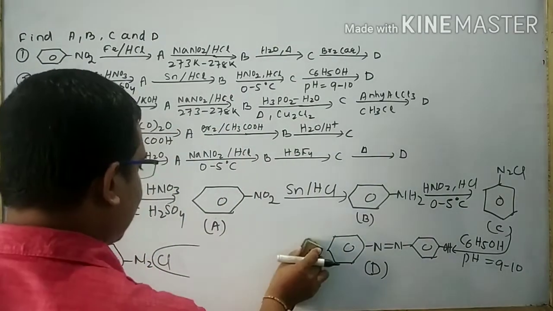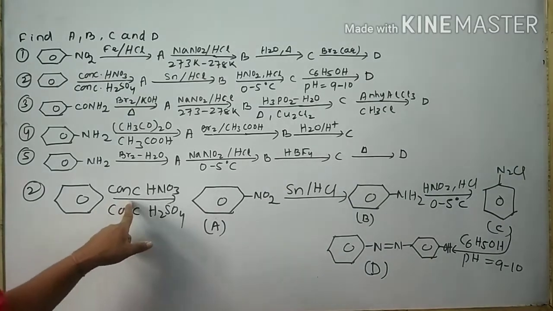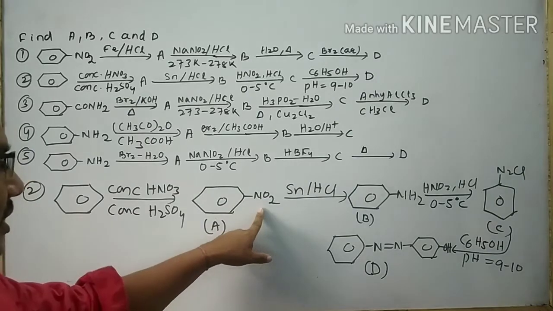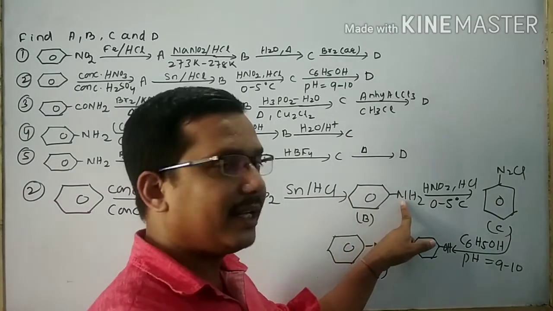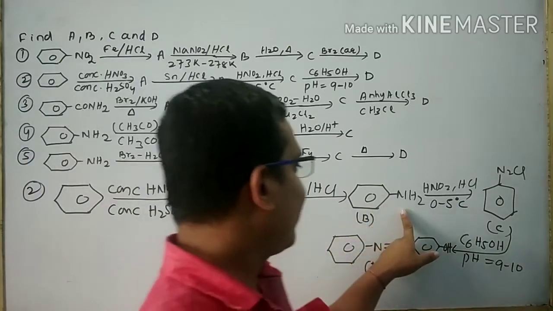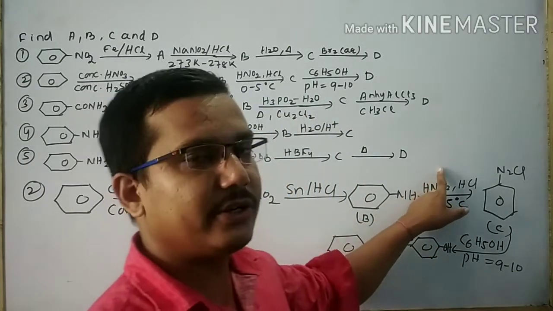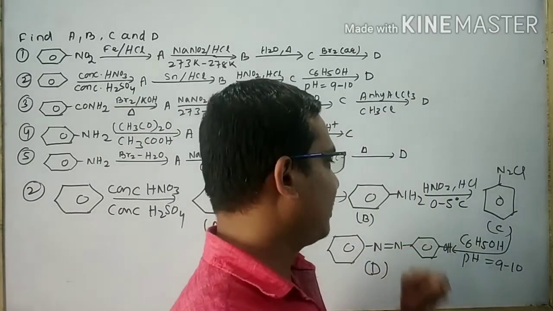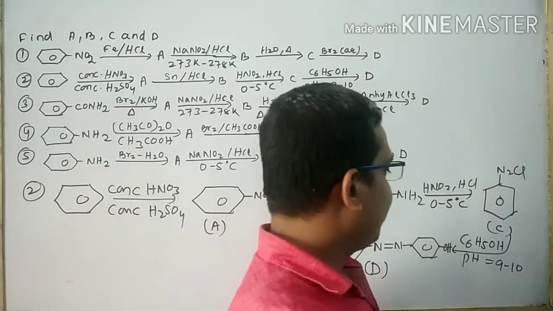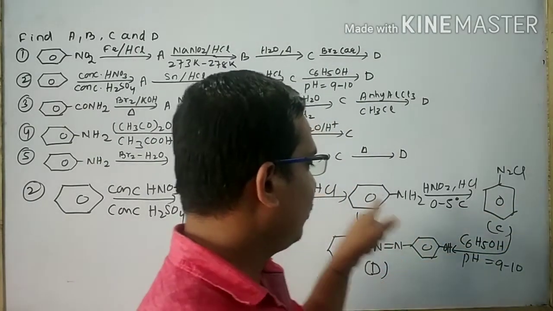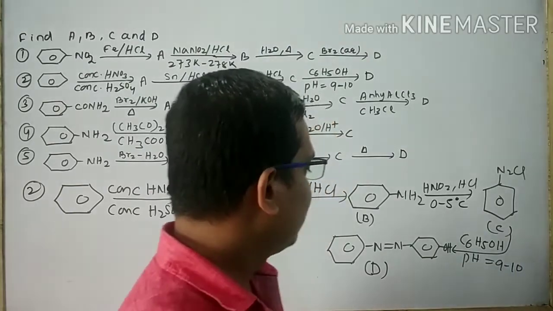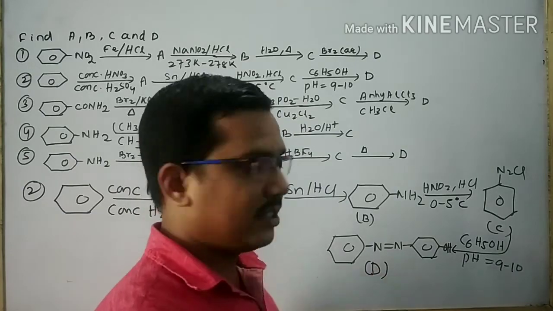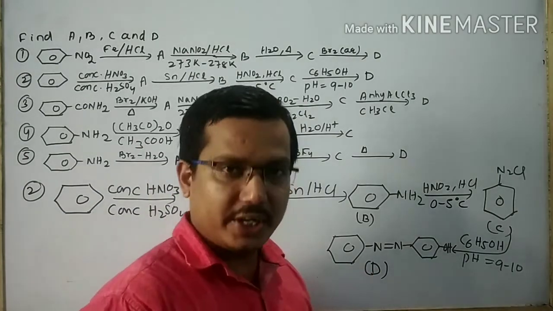Again I will repeat. Benzene undergoes nitration, gives nitrobenzene which is considered as A. Now nitrobenzene undergoes reduction, forms aniline which is considered as B. Now aniline is subjected to reaction with HNO2 in the presence of HCl at ice cold temperature, that is 0 to 5 degrees centigrade. Then BTC is formed and again BTC undergoes coupling reaction with phenol. Then para-hydroxyazobenzene is formed, that is considered as your D.